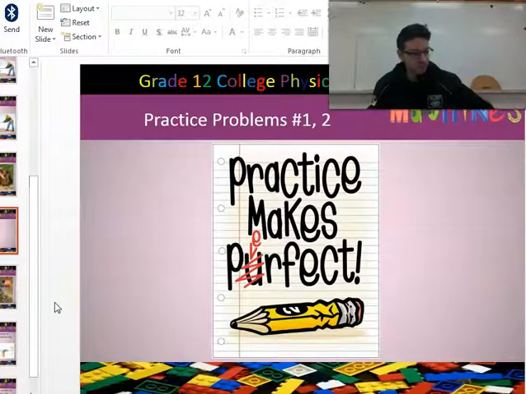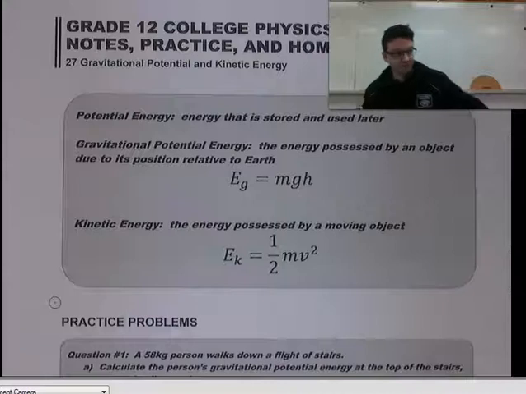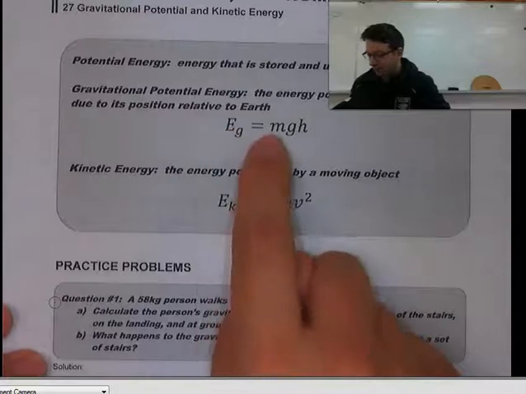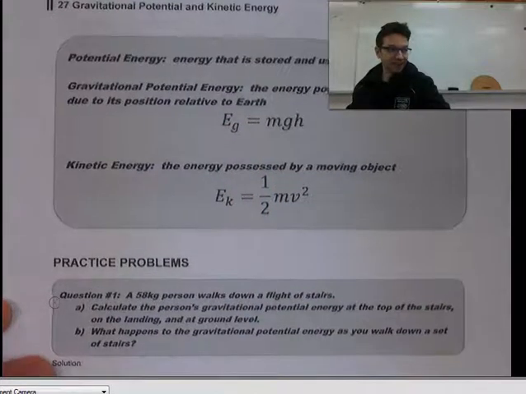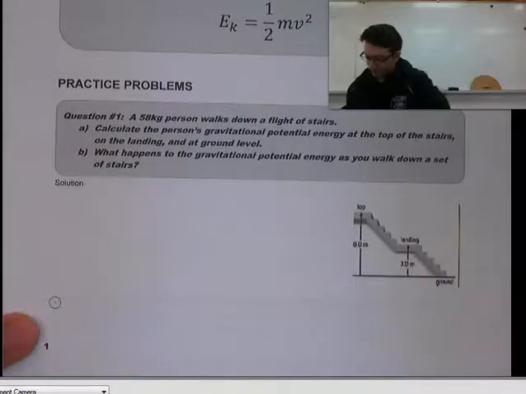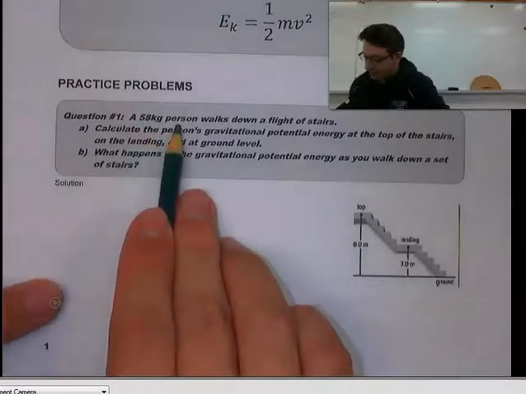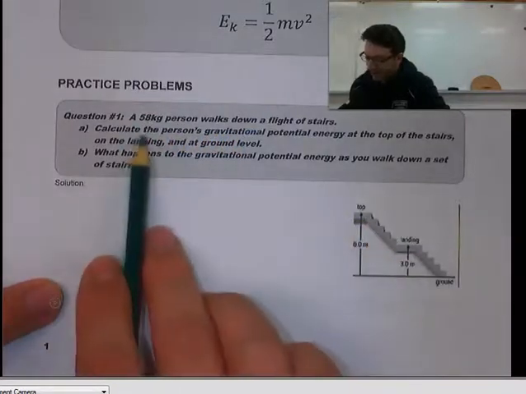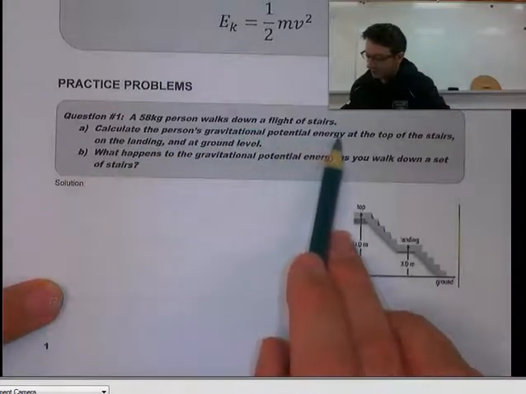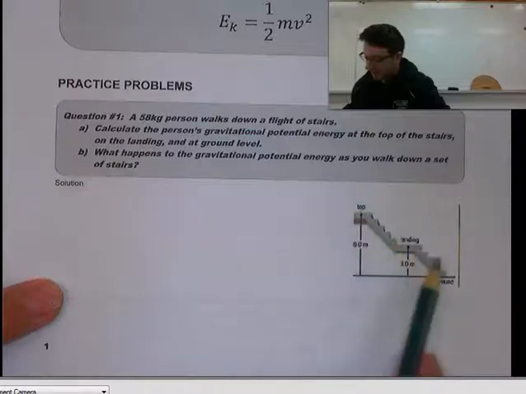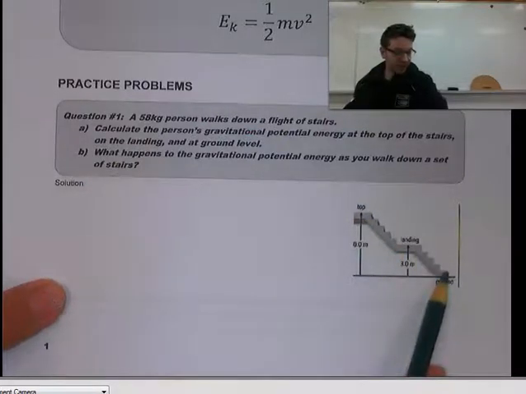So let's go over a couple practice problems with gravitational potential energy then. Okay, so that's our equation. We have 4 different variables there, so we're not going to be making any triangle. Question number 1. Here we have a 58 kilogram person walks down a flight of stairs. Calculate the person's gravitational potential energy at the top of the stairs, on the landing, and at ground level. So we're going to do this 3 times.